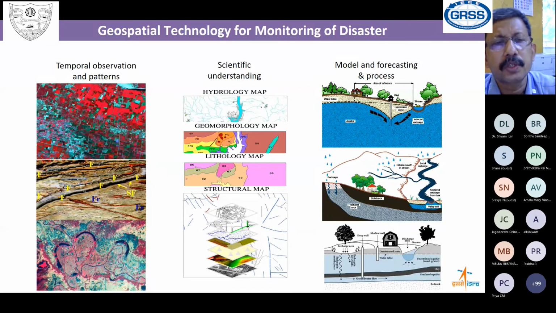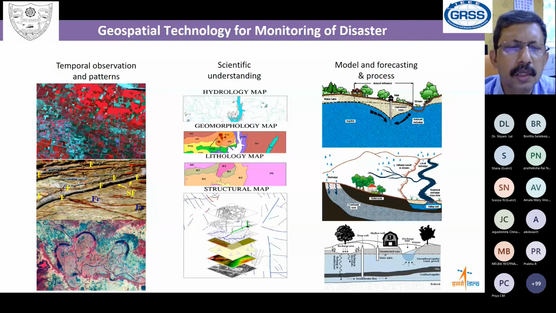And these temporal observations and patterns basically help us in scientific understanding of the Earth's surface through development of various maps like hydrological maps, geomorphological maps, lithological maps, structural maps, land use, land cover maps, forest maps. So all this scientific understanding of the spatial distribution of the various objects and characteristics of the Earth's surface is possible. And once you have all this information, one over the other, it helps us to develop the various models and processes which help in forecasting the various aspects.